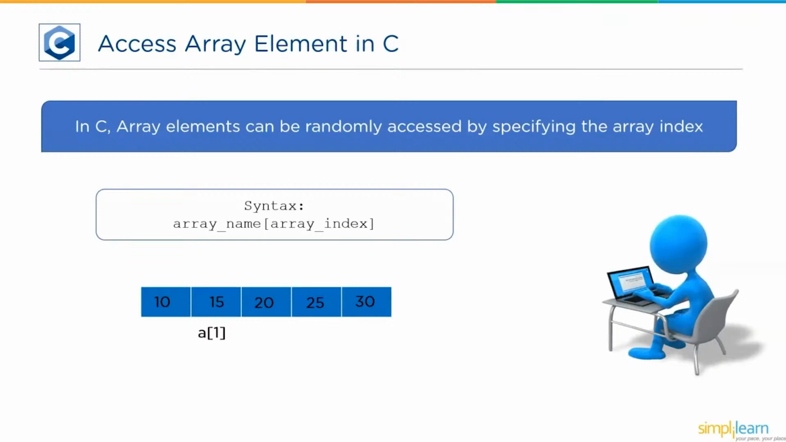Next, if you want to access the first element of an array, then the index would be 0. Similarly, to access the last element, we specify a[4]. And to access the third element, give a[2], followed by a[3] to access the element 25.